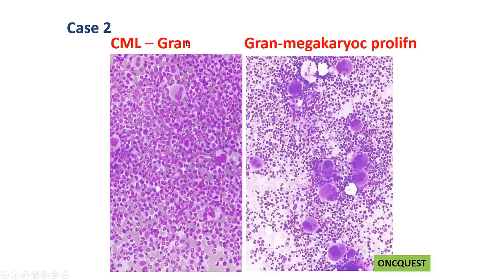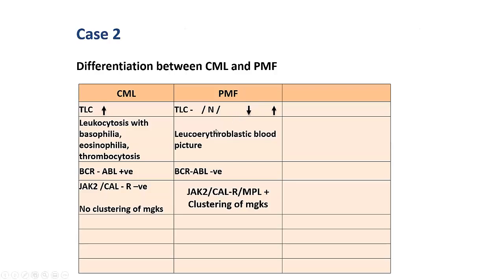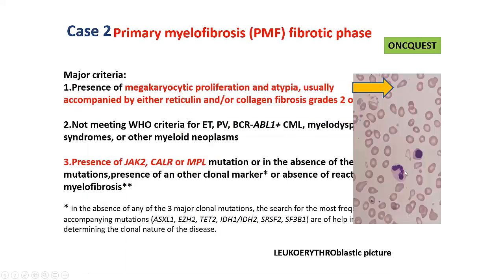Now this is only granulocytic hyperplasia, or early stage of CML. This of course is granulocytic and megakaryocytic hyperplasia. So how do we differentiate? See, the TLC is high here. Here the TLC may be normal or low. Leukoerythroblastic blood picture appears in PMF. That is what we keep on teaching our undergraduates. But the clinching thing is that BCR-ABL is negative here and positive there. Here JAK2, CALR, etc. will be negative. One of them will be positive. And then in PMF, I had insisted that clustering of megakaryocytes is very, very important. In this particular case, there was no clustering of megakaryocytes, so the diagnosis of CML was given.